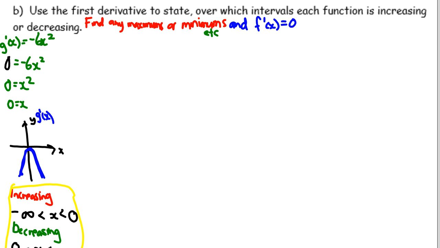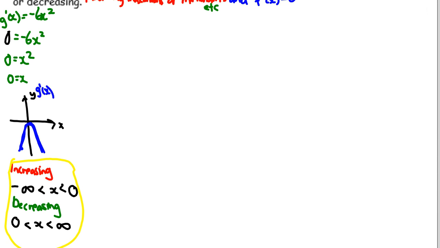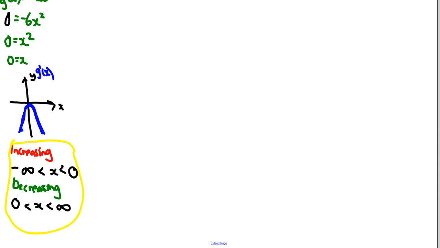And you're asked to state over which intervals each function is increasing or decreasing. So let's see, we've got increasing from negative infinity. Oh, hang on. No, it's decreasing the whole way, isn't it? No, we're right. Hang on, just one sec. So this particular one, increasing from negative infinity to 0, decreasing from 0 to positive infinity.